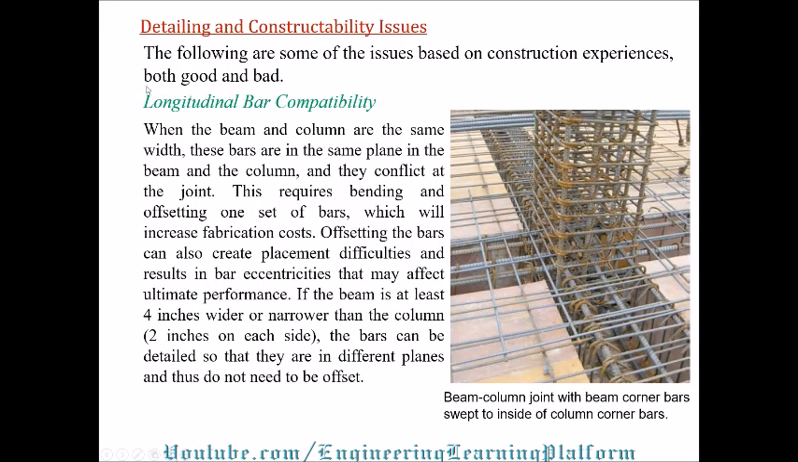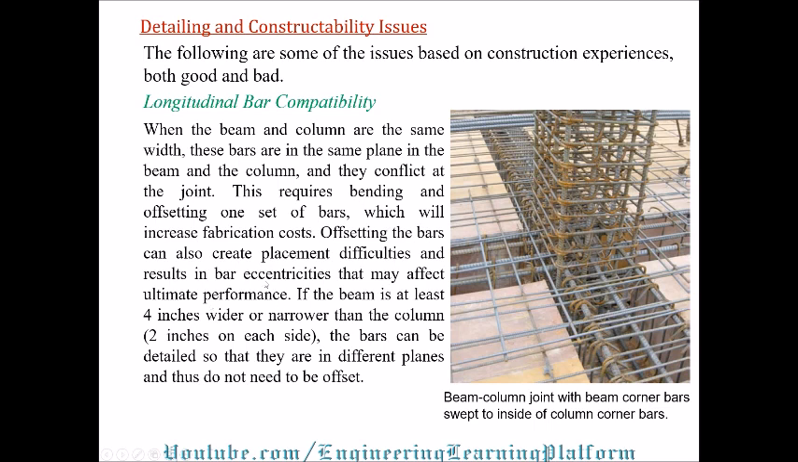Detailing and constructability issues. The following are some of the issues based on construction experience, both good and bad. Longitudinal bar compatibility. When the beam and column are the same width, the bars are in the same plane in the beam and column, and they conflict at the joint. For example, you can clearly see that if the beam and column are the same size, the longitudinal bar of the column conflicts with the longitudinal bar of the beam. This requires bending and offsetting one set of the bars, which will increase fabrication cost. Offsetting the bars can also create placement difficulties and result in bar eccentricities.